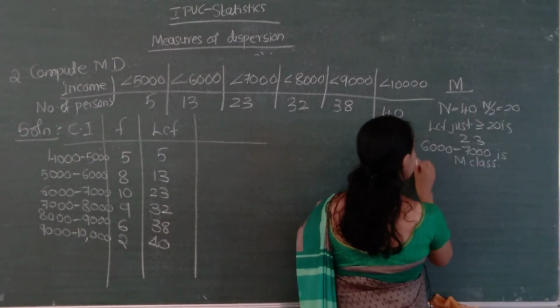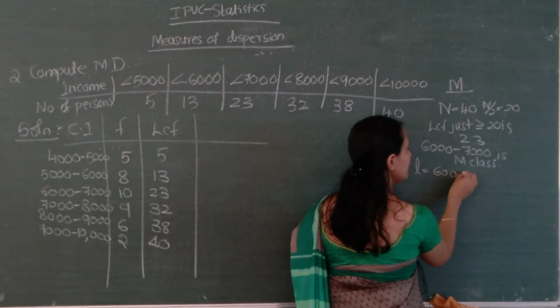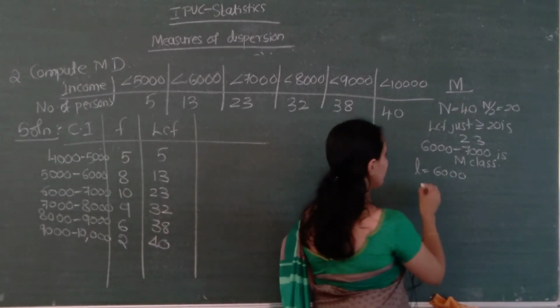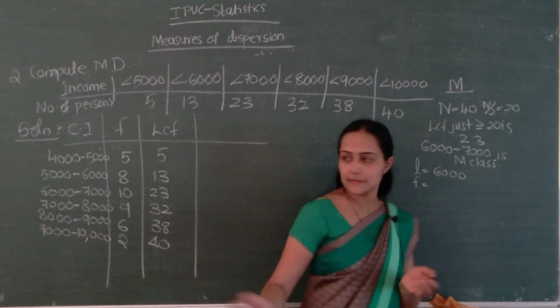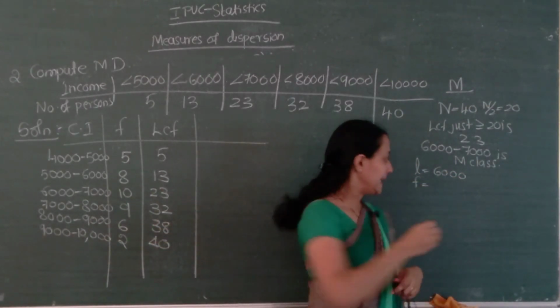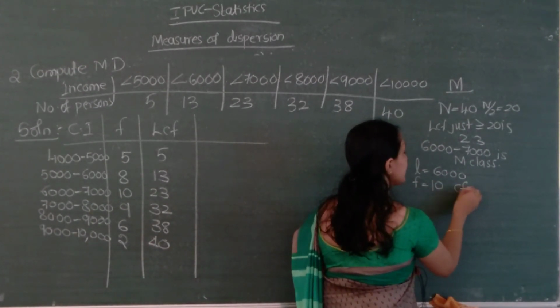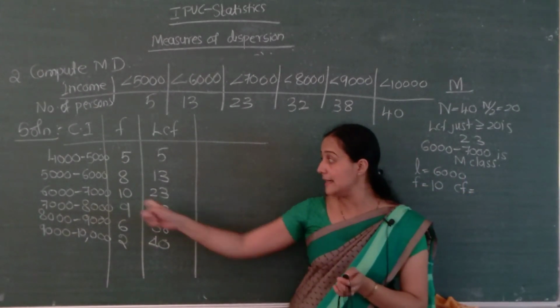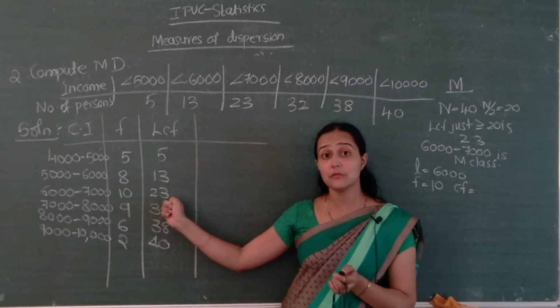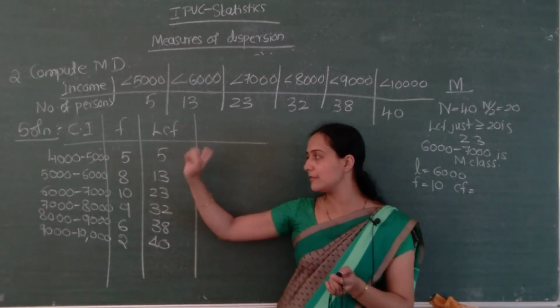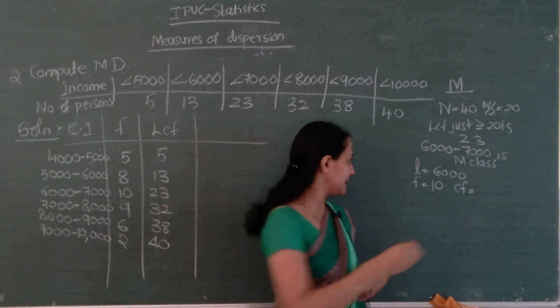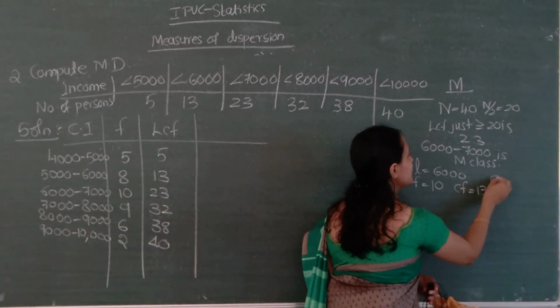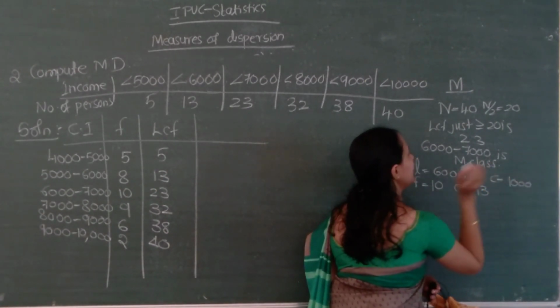Next, L means the lower limit of the median class. Correct? F means the frequency of the median class. The frequency of the median class is 10. CF is the cumulative frequency just above the median class, the one before it. How much? It is 13. C means width. C equals 1000. Then apply the formula.